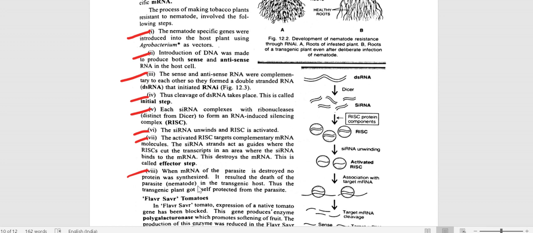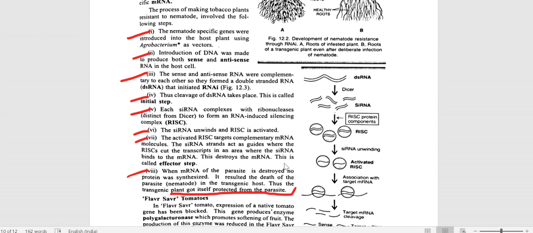That means that particular nematode in the transgenic host dies. Thus, the transgenic plant got itself protected from the parasite. So this is known as the RNAi technique, and through this technique, we can prevent the infection.